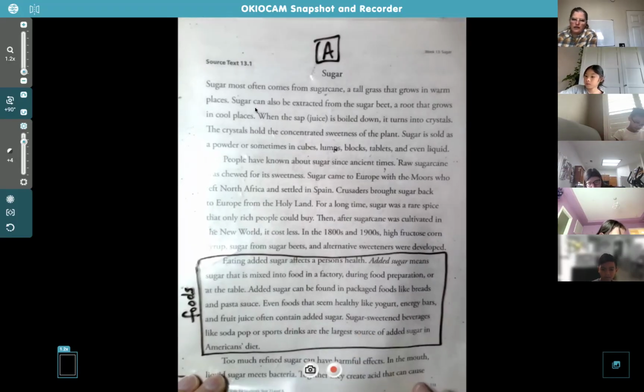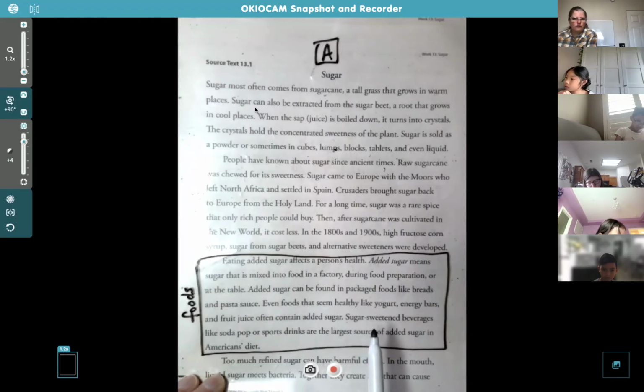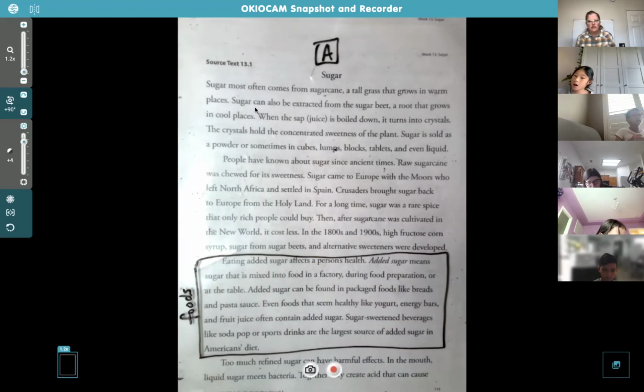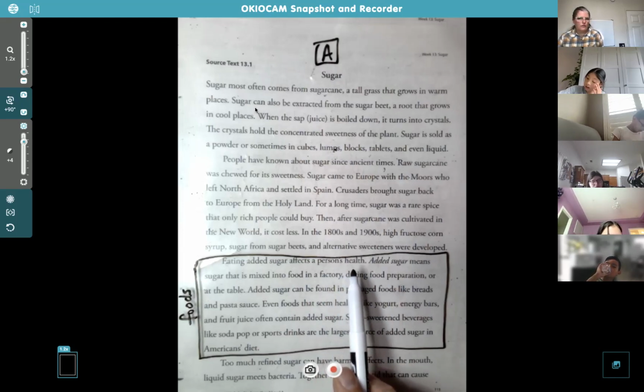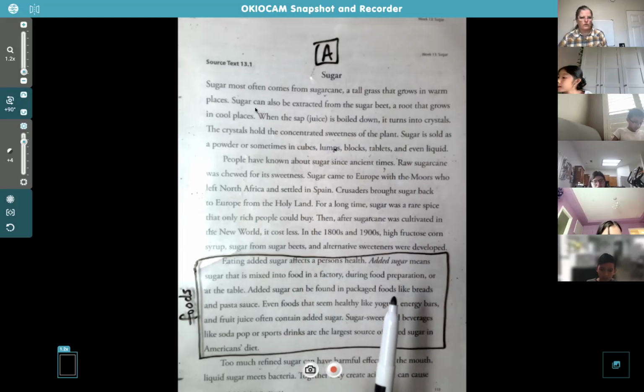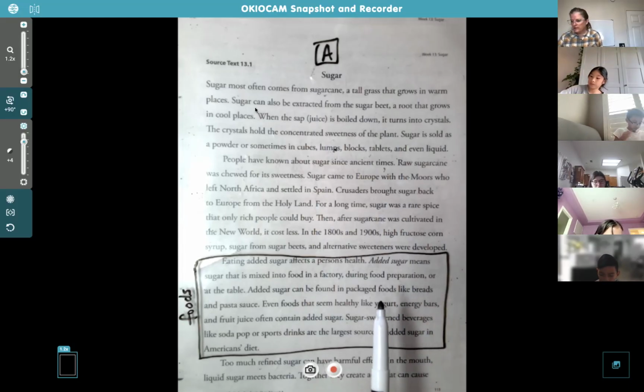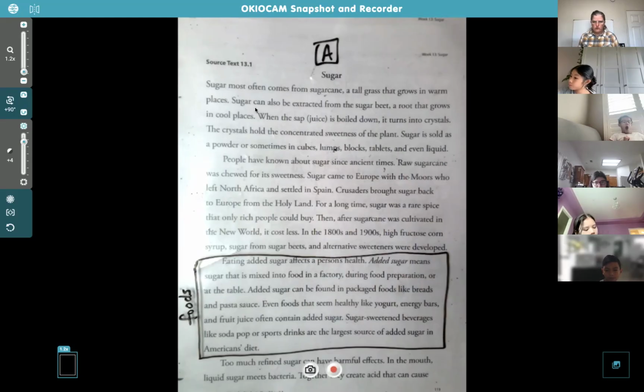And then you're going to read this paragraph by yourself and look for the facts that you want to list under A in your outline. You only need 3 if you're writing about foods. Did you notice that it's talking about how it affects a person's health? We're not really going to focus on that part, though. We're focusing on the foods, like added sugar during food preparation. That would be a good fact to list. And then some of the foods like breads and pasta sauce.